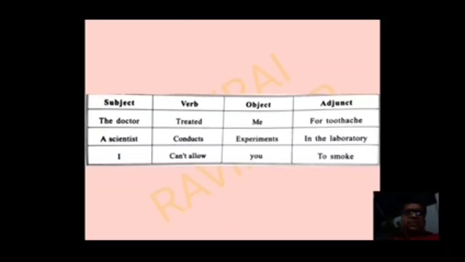Subject, verb, object, adjunct. The doctor treated me for toothache. A scientist conducts experiments in the laboratory. I cannot allow you to smoke.